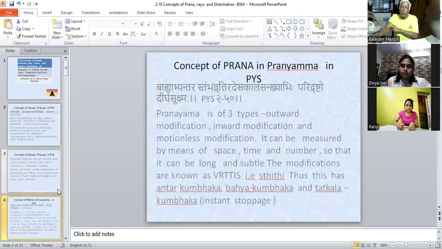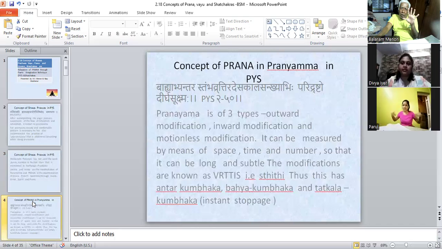How many types of Prana are there in Hatha Yoga Pradipika? Pancha Prana. Varun, come on. Sir, prana, apana... No, go from down, which is downward. Apana is down. After apana comes samana, then prana, then udana, and then vyana.